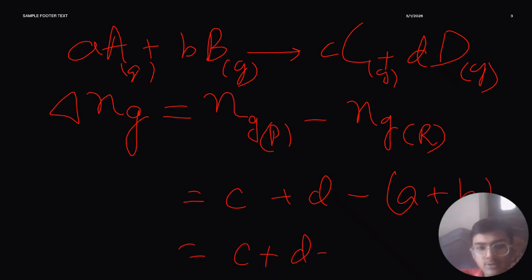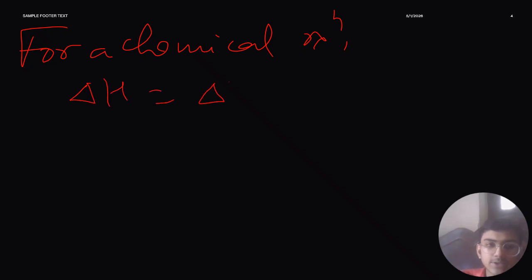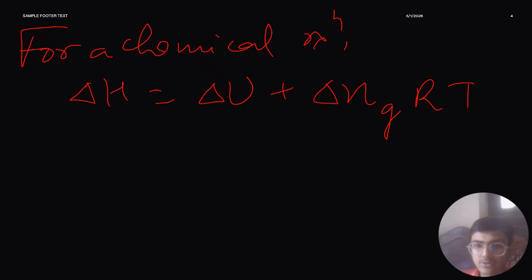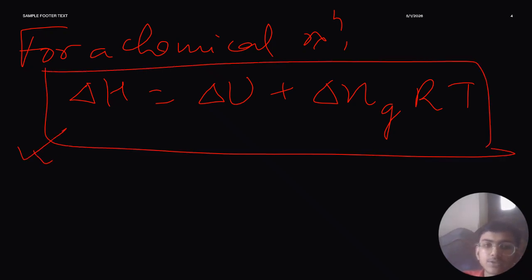Okay. Now for a chemical reaction, how do we write enthalpy? Delta H is equal to delta U plus delta Ng RT, where R is the universal gas constant, T is the temperature, and delta Ng we discussed earlier. So this is the equation which is used while dealing with a chemical reaction. Okay, so this was the term called enthalpy. Now we will discuss entropy, and with this we will start the second law of thermodynamics also.